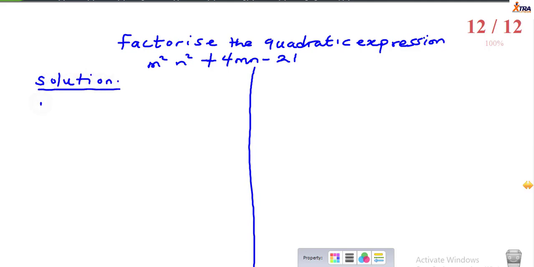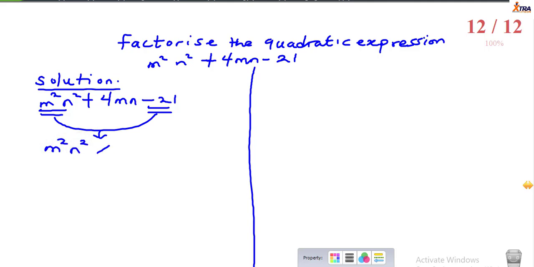We have m squared n squared plus 4mn minus 21. So remember, go to the first term, go to the last term, and find their products. So finding the product of this, you have m squared n squared times minus 21, and that will give you minus 21 m squared n squared together. So you go to step number 2, which is to bring out the middle term.